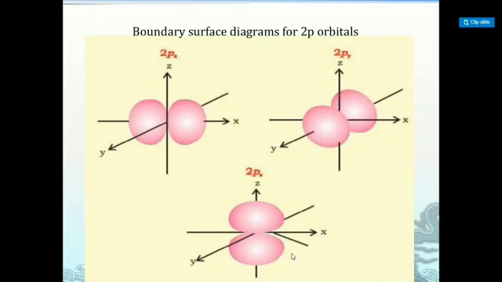Boundary surface diagrams for 2p orbitals. Two lobes are there in 2px, and likewise in 2py and 2pz. That means a total of 6 lobes are there, 2 in each axis.